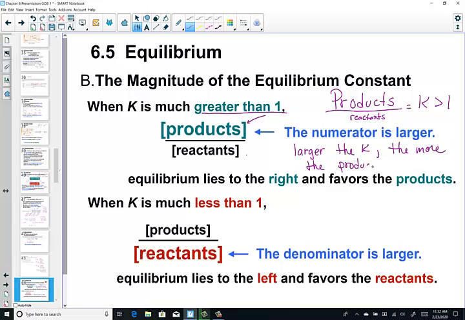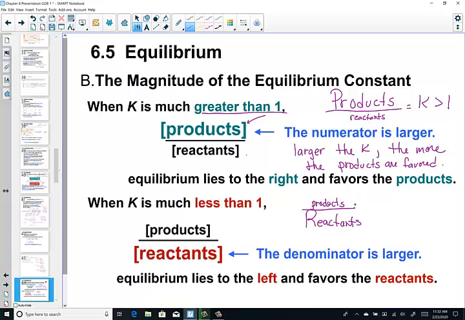We would say that the equilibrium lies to the right. On the opposite of that, what if we have a K that comes out less than 1? That tells us that the denominator is larger. In terms of writing products, write that quite small, and in terms of reactants, write that quite large. So you know that the reactants are being favored.